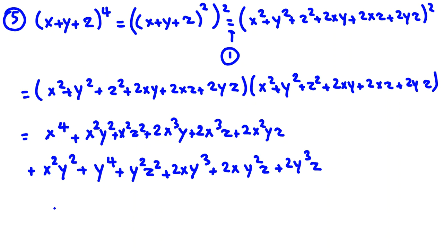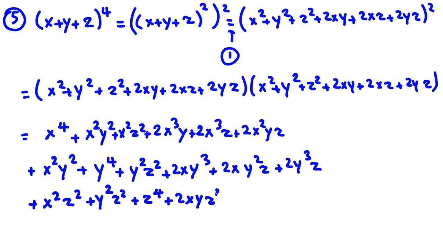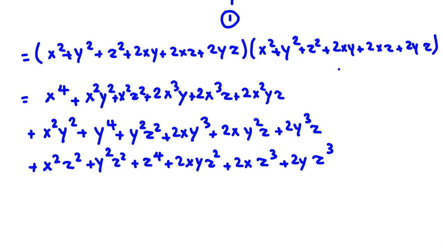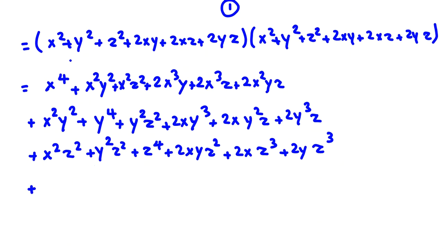So y squared times this: x squared y squared plus y to the 4 plus y squared z squared; y squared times this will be 2xy cubed, y squared times this will be 2xy squared z, y squared times this will be 2y cubed z. Third term, z squared. If we multiply, it will be x squared z squared plus y squared z squared plus z to the 4 plus 2xyz squared. I am multiplying this with z squared: 2xz cubed plus 2yz squared. Sorry, z cubed. And then 2xy you should multiply. If you multiply 2xy by this, it will be 2x cubed y, this one 2xy cubed, and this one, third term, 2xyz squared.